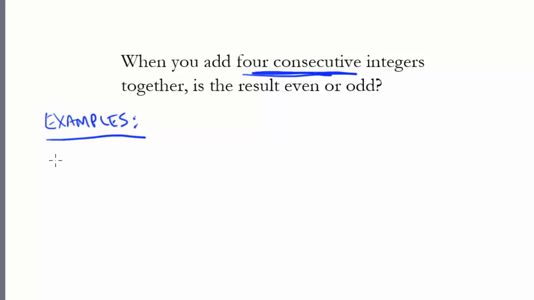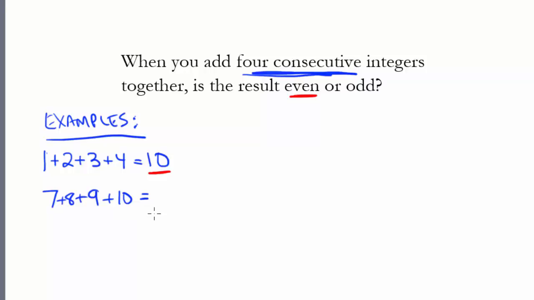So let's try the first 4 positive ones. The easiest example we can get: 1 plus 2 plus 3 plus 4. We add them all up, we get 10, and 10 is even. So let's try another example. How about 7 plus 8 plus 9 plus 10? 7 plus 8 is 15, plus 10 is 25, plus 9 is 34, and 34 is also an even number.